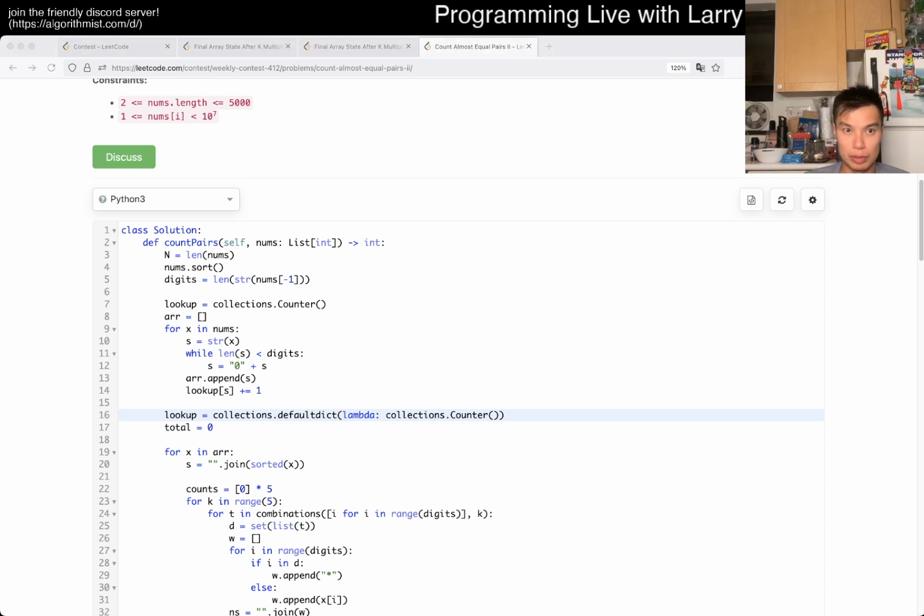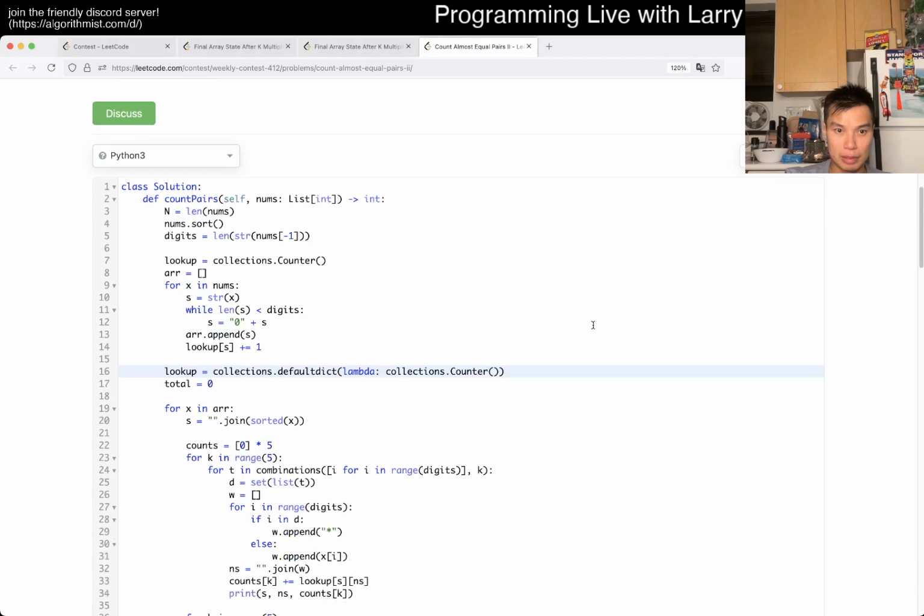7 choose 4 is 35, and then times 4 factorial, 840. 7 choose 4 times 4 factorial. No, you don't even need, is it 4 factorial? No, 7 choose 4 times 4 times 3. So it's 35 times 4 times 3 for the brute force.